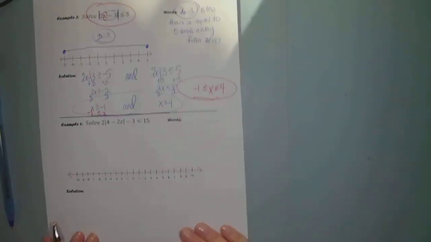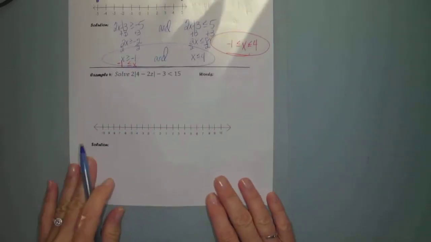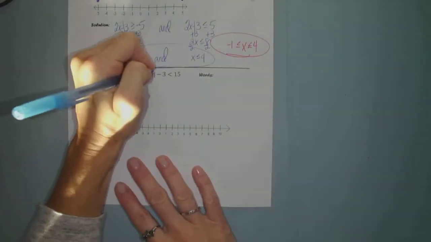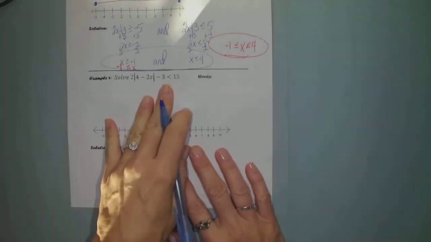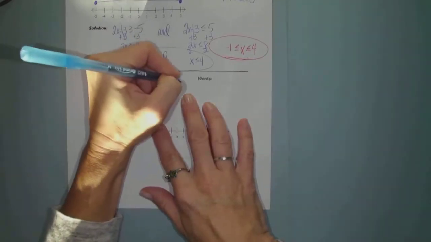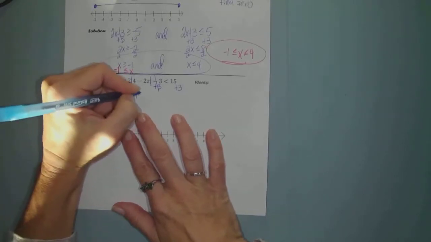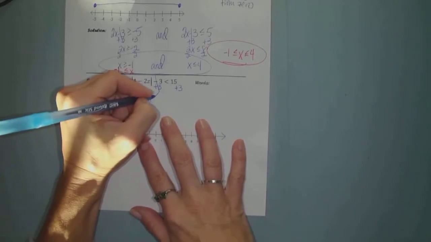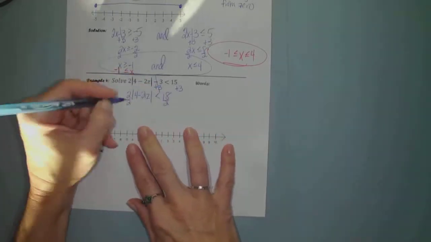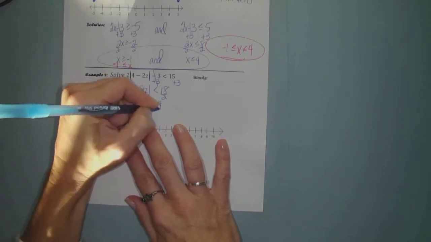Okay, so our last problem, example 4, solve this absolute value inequality. Now remember, we can't do anything, not even words, until the absolute value bars are alone. So I'm actually going to do a little algebra ahead of time here. Let's add 3 to both sides, bring down 2 times the absolute value of 4 minus 2z is less than 18. And then I'm going to divide by 2, cancel that out. So now I have the absolute value of 4 minus 2z is less than 9.